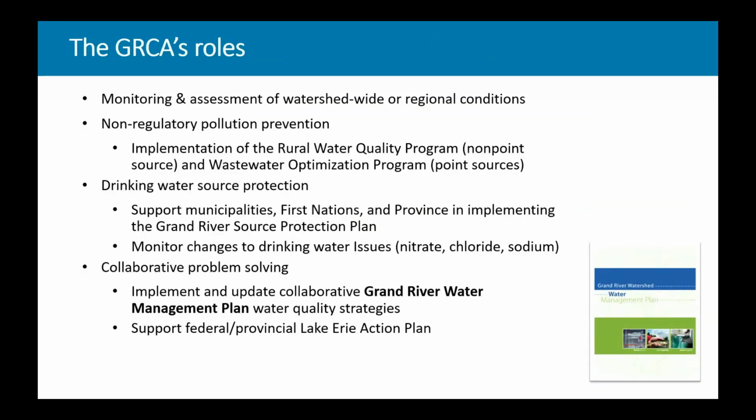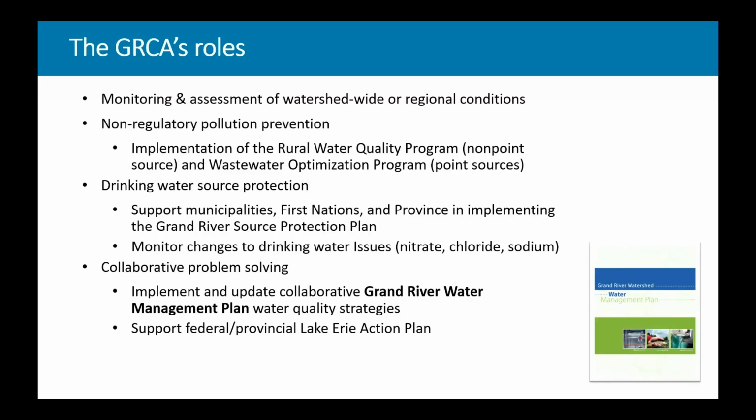So where the GRCA comes in, in addition to a little bit of monitoring through those provincial monitoring networks and some other programs that we run, trying to step back and assess regional and watershed conditions and share that with our watershed municipalities and others, we get involved in a couple other points through this process. One is non-regulatory programs to support pollution prevention. So many of you may have heard of the Rural Water Quality Program, which is a decades-long program to deliver cost-share grants to farmers to help keep sediment and nutrients on the landscape and out of the waterways.